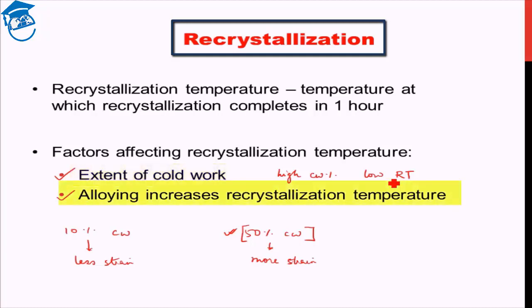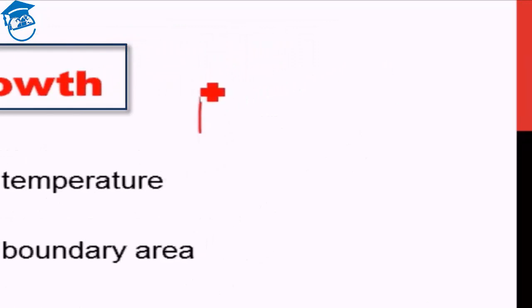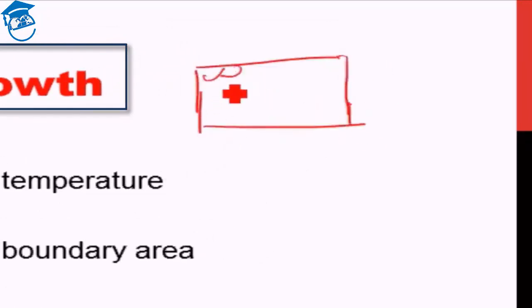The alloying of a metal leads to an increase in recrystallization temperature. The amount of alloying results in an increase of recrystallization temperature. Fine. Final stage is the grain growth. Now that we had recovery and recrystallization, we have fresh grains within the body which are strain free and nicely distributed equiaxed grains. So what now?